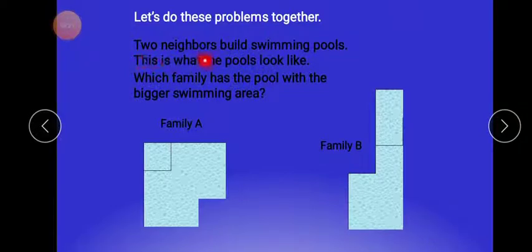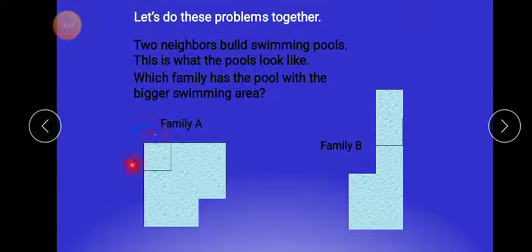Two neighbors built swimming pools. This is what the pools look like. You can see here two families. One is family A and the other one is family B. So these are the two different types of swimming pools made by two different families. Now the question is which family has the pool with the bigger swimming area?